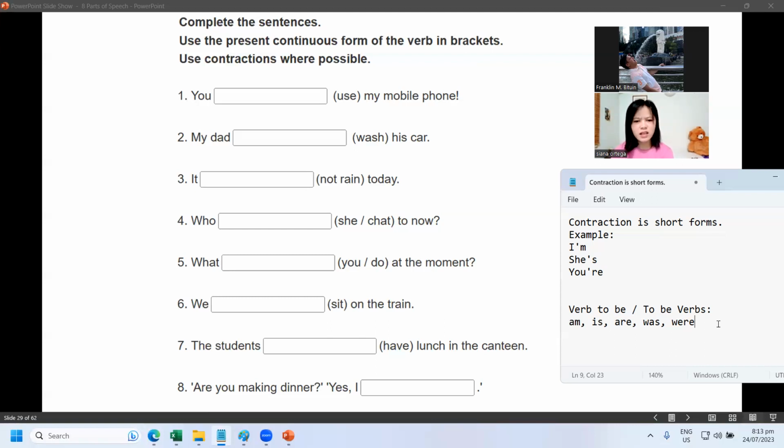It is not raining today. Okay, you can say it isn't. It isn't raining today. Yes, it is a contraction. Contraction still. It isn't. All right. Good. Next.